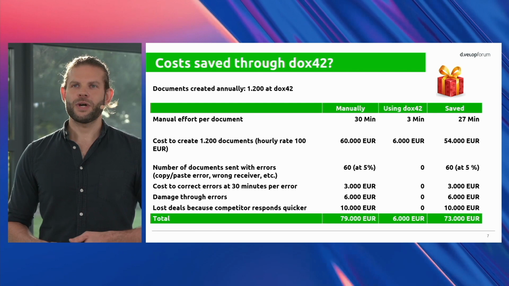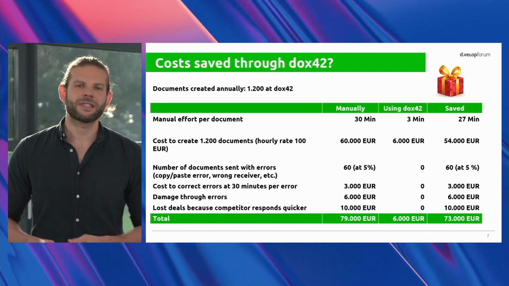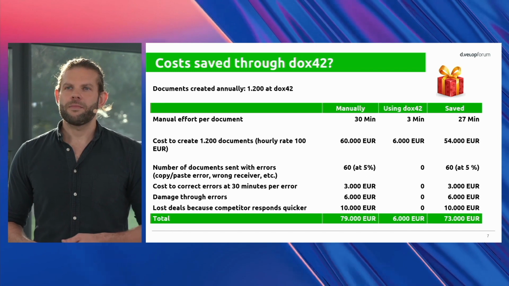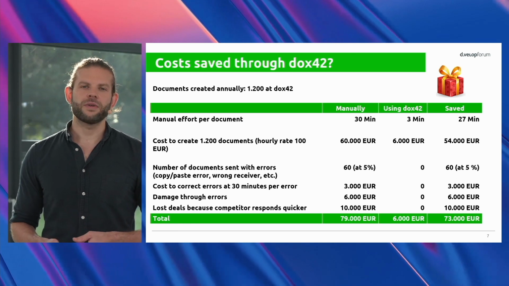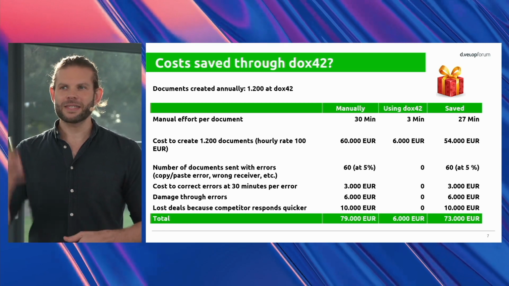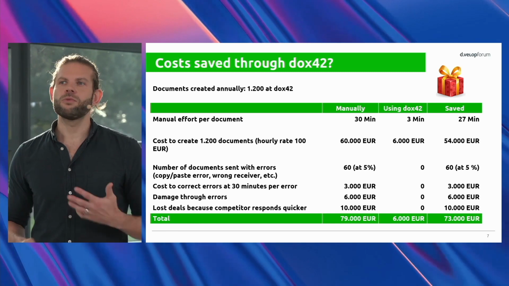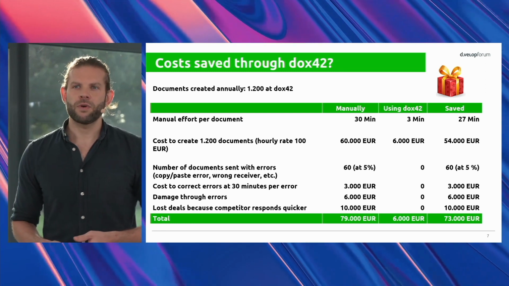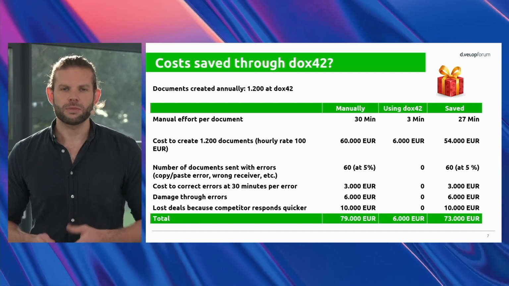Yeah, then I brought you a little overview about one scenario. It's what costs can be saved through Dox42 by automating. I just select a number of 100 documents per month, so that's 1,200 annually, and you know that's an average number. It depends a little bit, but it's an average. So we say manual effort per document with all the approval steps and so on could be 30 minutes when we're talking about quotes, for example. So that's 30 minutes, and then 1,200 documents leads to 60,000 euro just for creating documents manually.